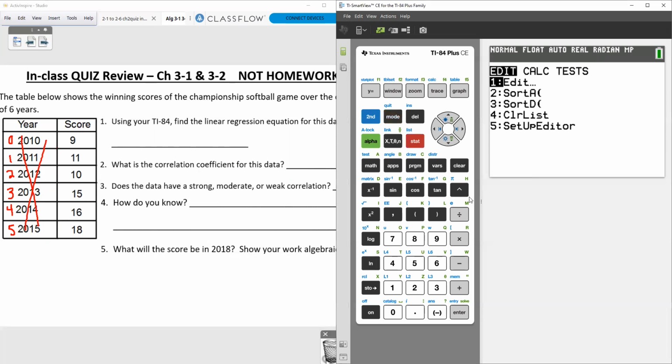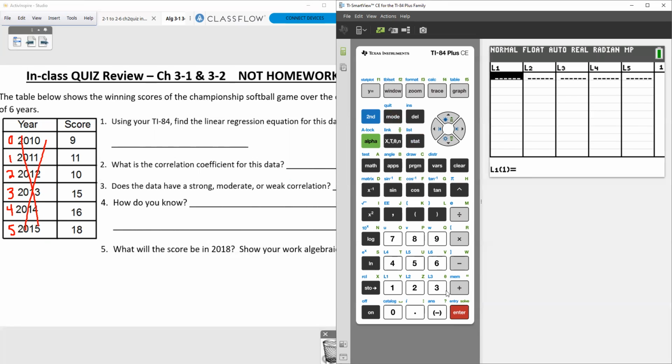In your stat and then edit, into your L1, you're going to type in 0, 1, 2, 3, 4, and 5. And then in your L2, you need to type in the scores. So we have 9, 11, 10, 15, 16, and 18. Make sure after you type in 18 that you hit enter so that it goes into there. Otherwise, it won't. So always double check your data. The single biggest mistake that people make is not double checking your data.